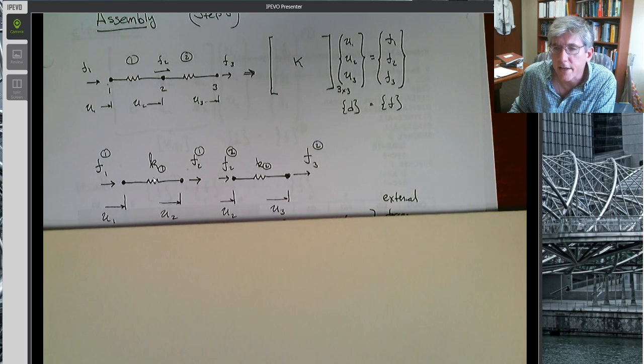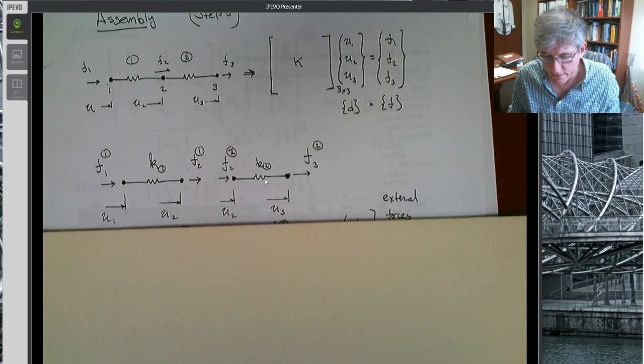I guess another way to state it is that F1 superscript 1 and F2 superscript 2 are the forces that are generated because of the stretching of the first spring. Likewise, these two external forces with the superscript 2 are the forces that arise due to the stretching of the second spring, okay?